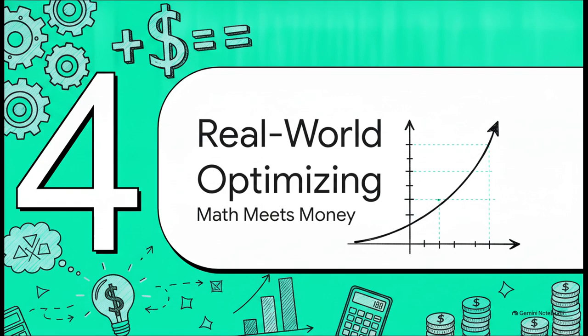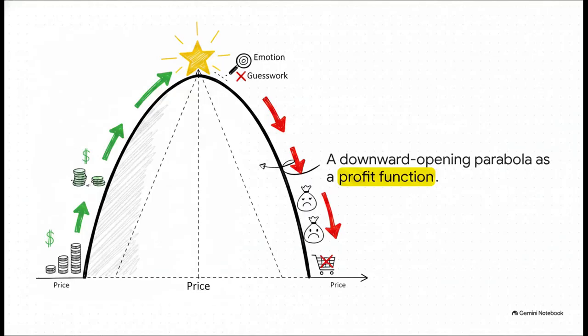Section 4. Real-world optimization. Math meets money. All right, so how do we actually turn these abstract mathematical terms into a real-world strategy? Take a look at this downward opening parabola. This isn't just some arbitrary doodle. This is a highly precise representation of a real-world profit function. You can clearly see the profit rising as the price increases on the left side, hitting that ultimate glorious peak at the top, and then plummeting on the right side as the market firmly rejects the overly high price.